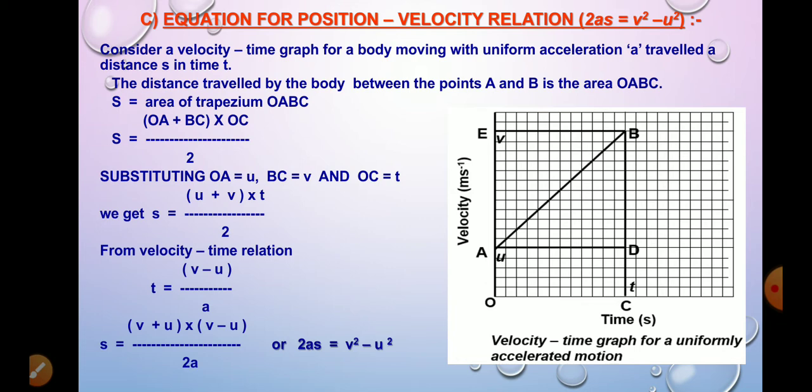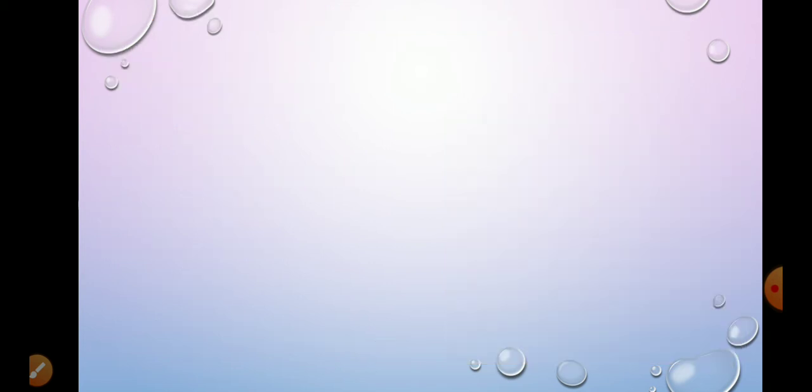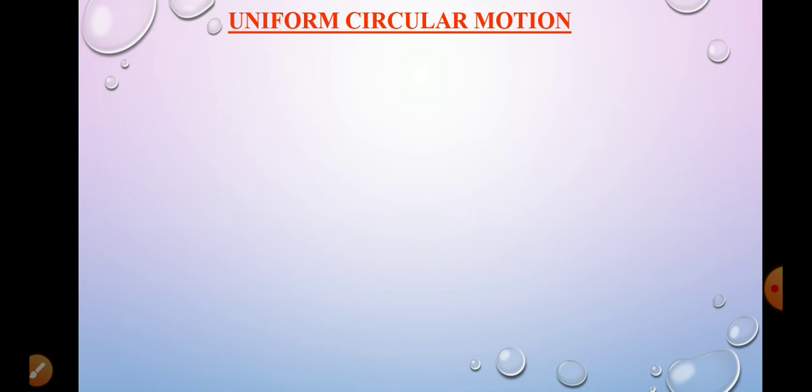Next, till now we had studied the motion of an object in a straight line, that is rectilinear motion. Now let us study the motion of an object in a circular path, that is uniform circular motion. In the first class you had studied some types of motion, and I had also mentioned circular motion. Circular motion means a body moving in a circular path.